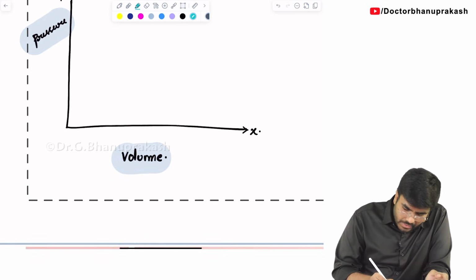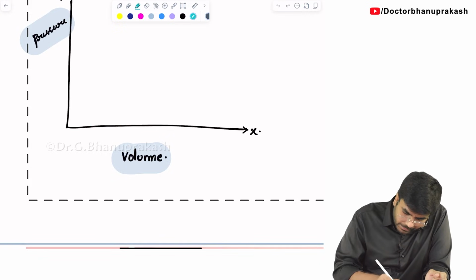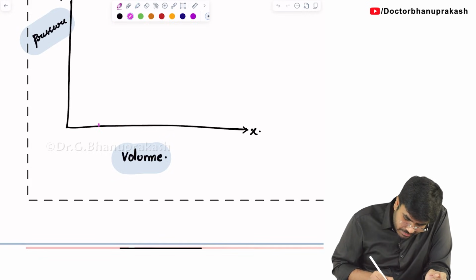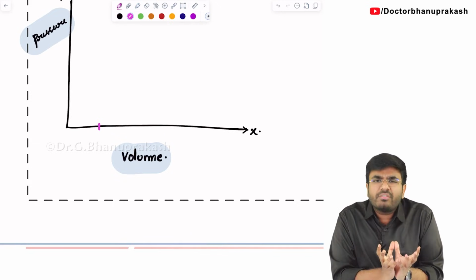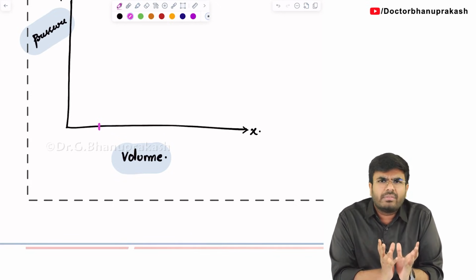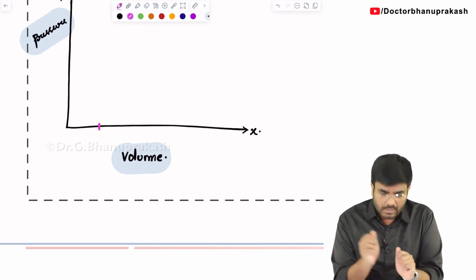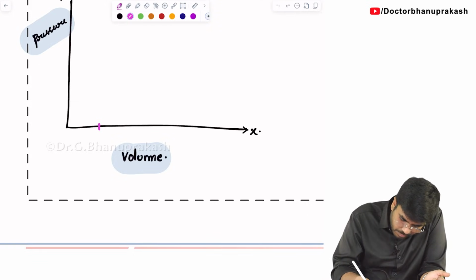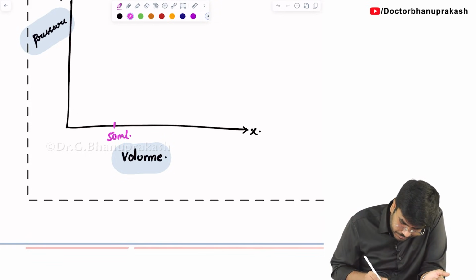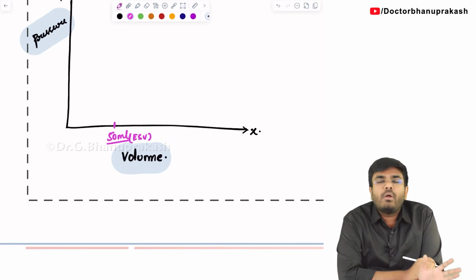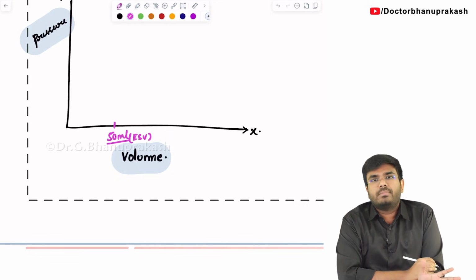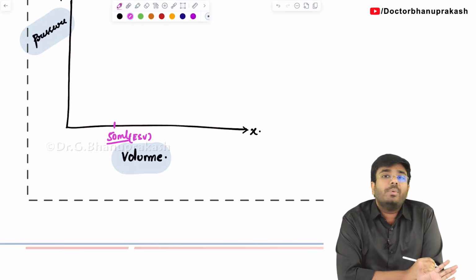Point number 1. In the beginning, how much blood is there in the left ventricle? What is the minimum amount of blood left over in the ventricle? Minimum blood present in the left ventricle is 50 ml. So let's say here it is 50 ml. This point which I am showing here is 50 ml. This is the end systolic volume. Now, you have to fill the ventricle.